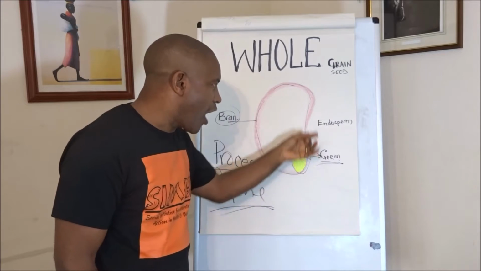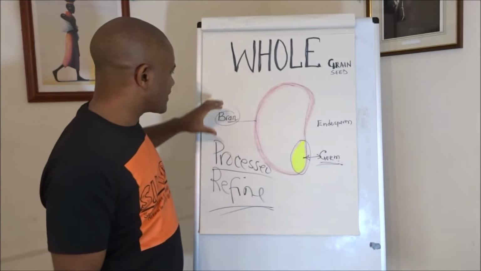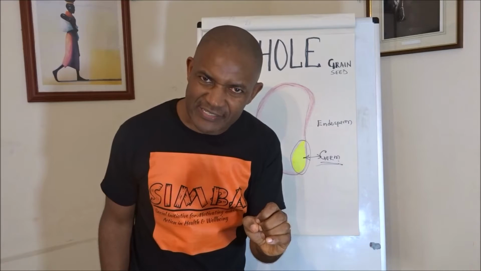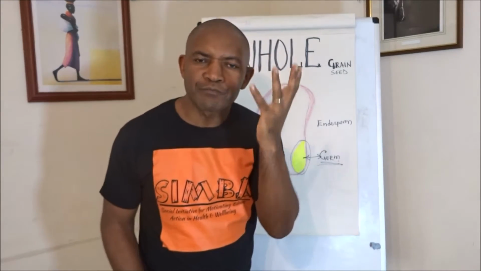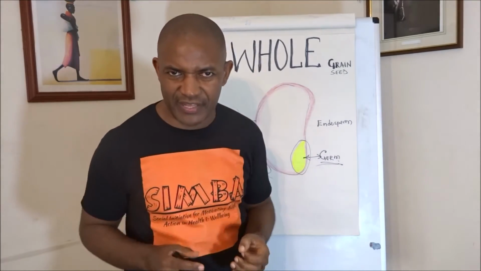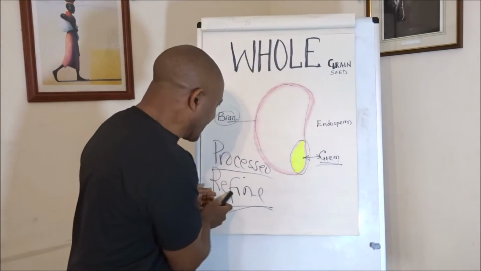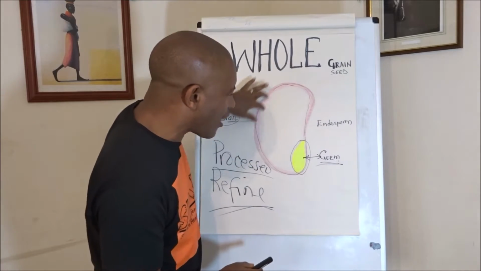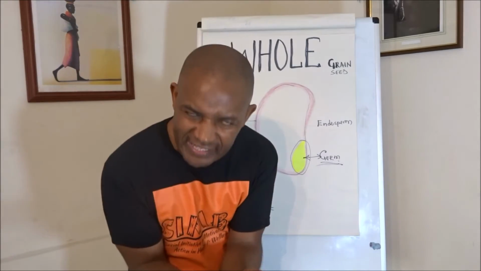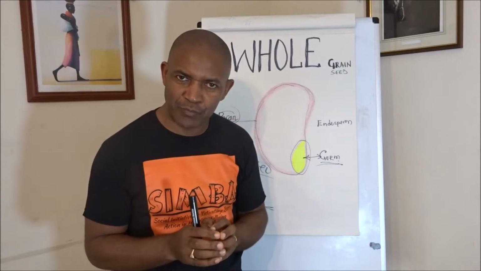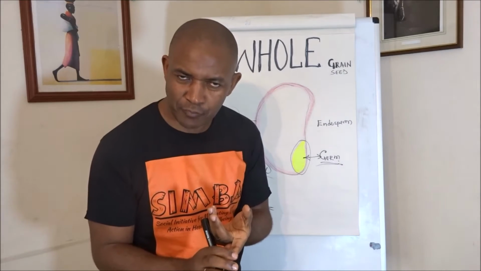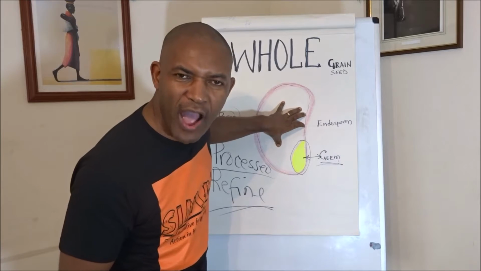And what is in the outer part? The outer part is filled with fiber. The outer part is filled with vitamins. And the outer part is filled with proteins. The outer part is filled with minerals, the different minerals that we need. So the process of refining it, which is removing the outer part and the germ, is the process of stripping it of the best nutrients that I need, which are the fiber, the vitamins, the minerals, and the proteins. And when they remove this, you are left only with carbohydrates.